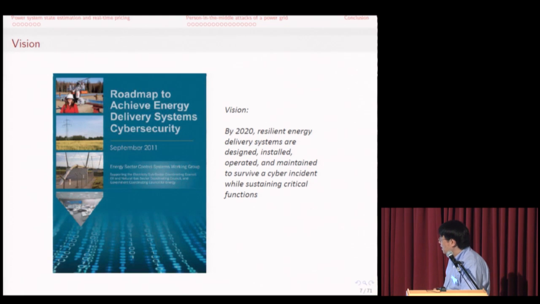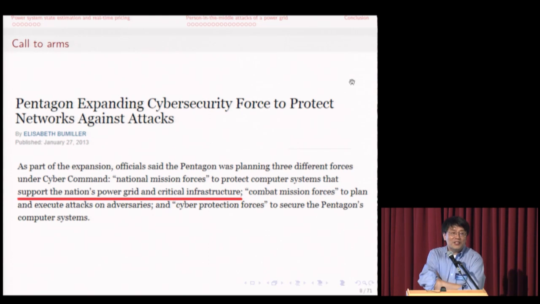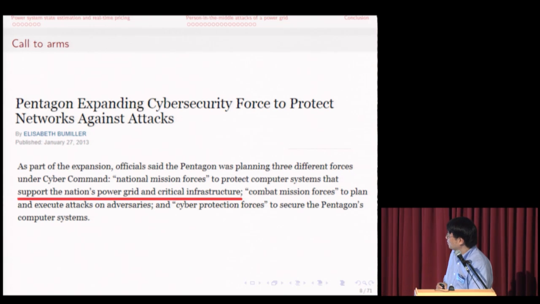Many actions are taking place as recently as this year. The Pentagon has established a program aimed at protecting the nation's power grid. So this is the background. I'm going to talk primarily about the abilities, through cyber attack, that can confuse the operator of a power grid.